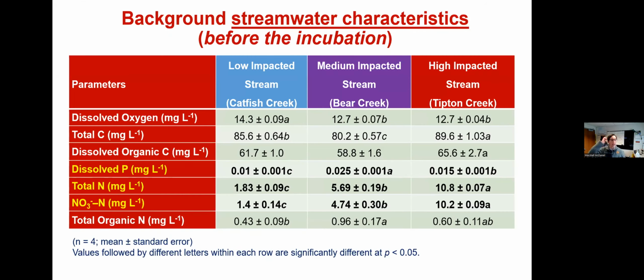So those were prior data from the USGS, but when we collected the water, this is what we found. Dissolved oxygen was greater in the low impacted stream, as we expected. There are more nutrients as you move from the low impacted to high impacted, whether that's dissolved phosphorus, total nitrogen, or nitrate, all increasing with impact, just as we expected. So this was just good to see that, yes, we collected streams that differ in their nutrient content at the time we collected the samples.